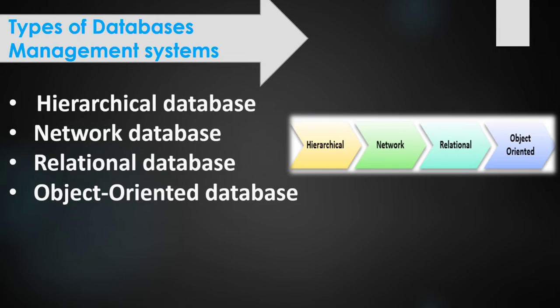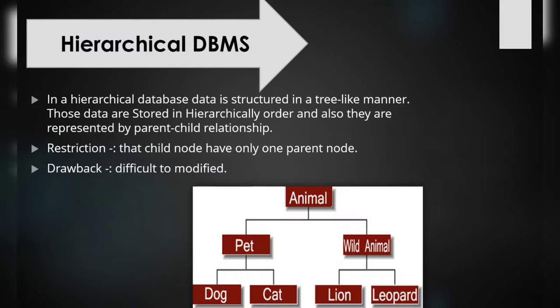So for this, we have four database management systems. First is the hierarchical database, second is the network database, third is the relational database, and the fourth is the object-oriented database. Let's start with the hierarchical database. In this, when your data is structured in a tree-like manner, we can say that your database is a hierarchical database. It also has some restrictions and drawbacks.